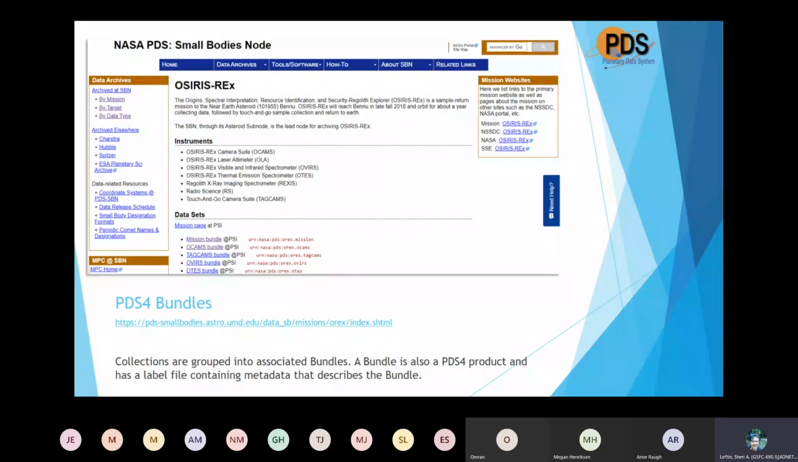And then just like we collected products into a collection, we then can collect collections into bundles. Again, a bundle is still a product and still has a label that contains metadata describing the bundle. So here's some examples of some bundles for OSIRIS-REx. You'll notice that OSIRIS-REx decided to organize their bundles based on their instruments. And then they have one larger overarching mission bundle describing the mission itself. And we'll get into the kinds of things that will go into there.